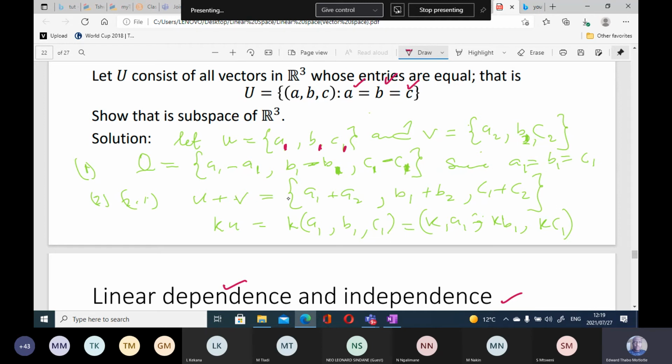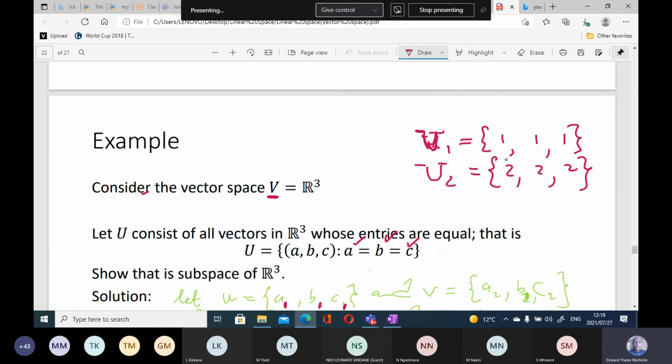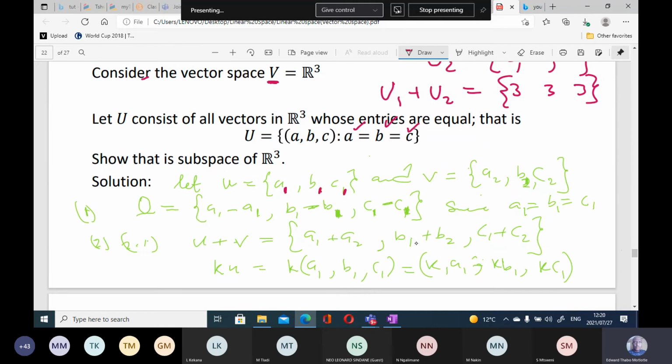And vector addition, we can add A1 plus A2, B1 plus B2, C1 plus C2. And this actually is still in U, because if I were to use this as an example, we have 1 plus 2, it gives me 3. This is 3, this is 3. So this means U1 plus U2 is still in U. It satisfies the condition of U. Okay, so this is addition.